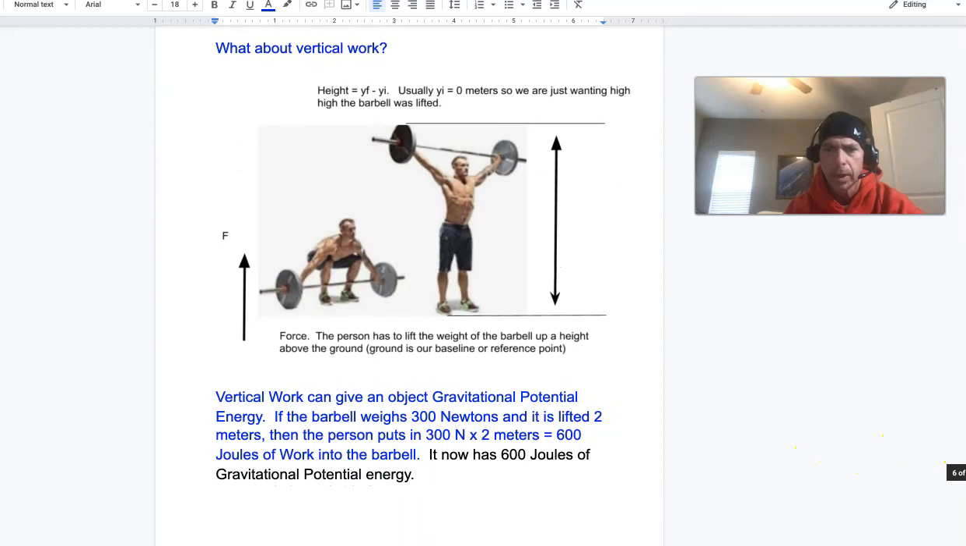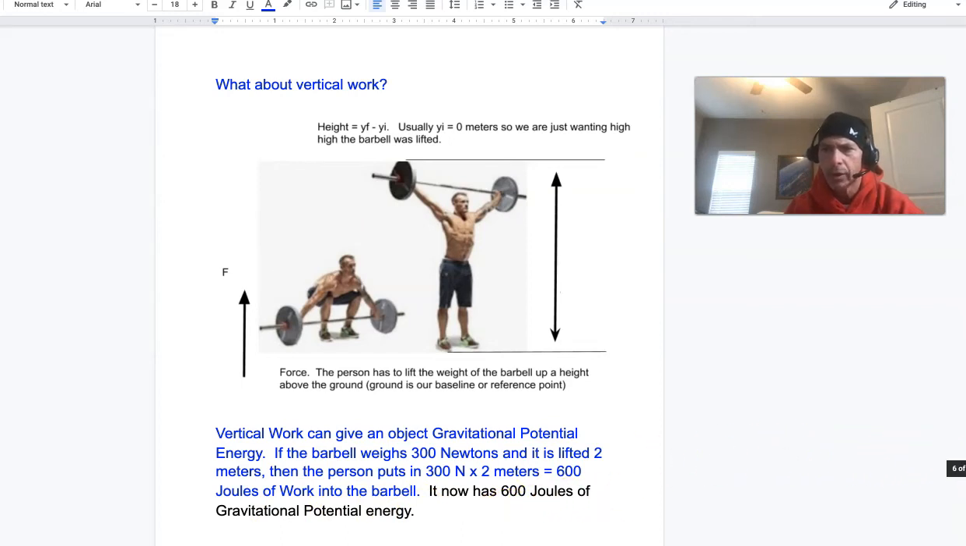So maybe the barbell weighs 300 newtons, and he lifts it up 2 meters. So that's 600 joules of work. So the barbell now, the person did 600 joules worth of work. The barbell now has 600 joules of GPE.